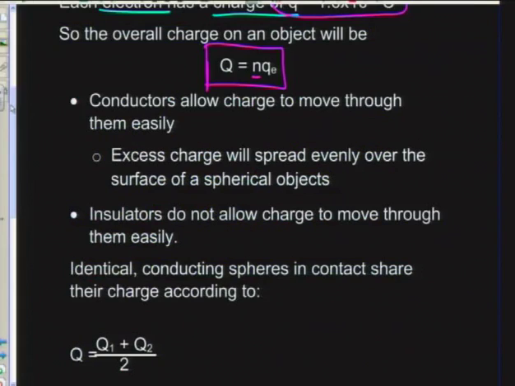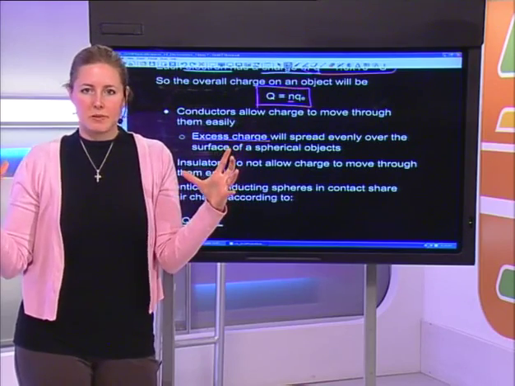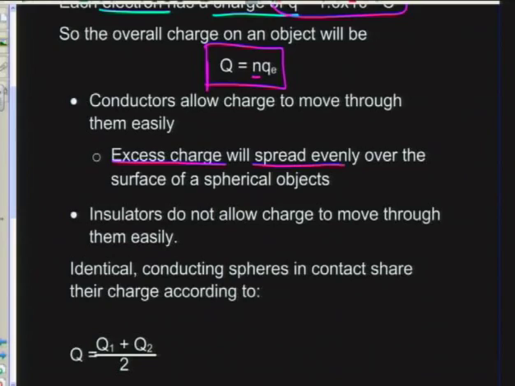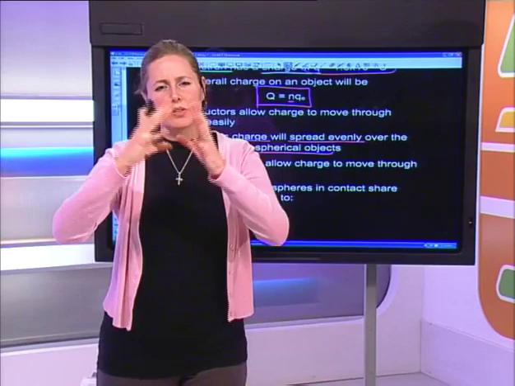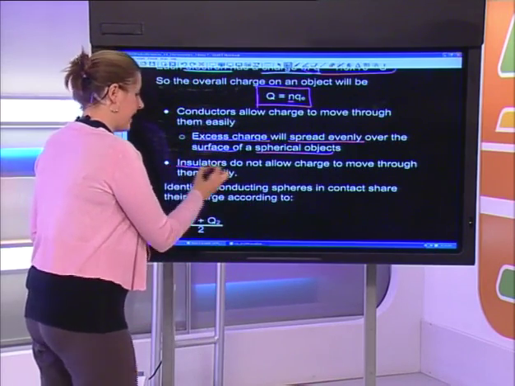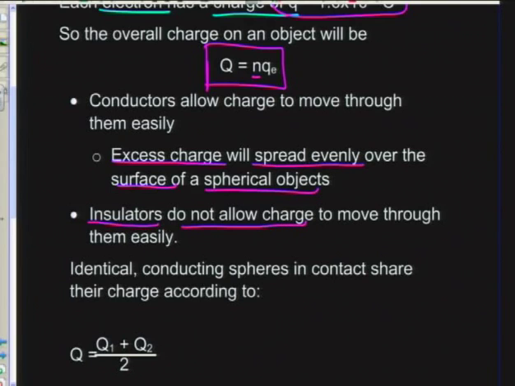Conductors allow charge to move through them easily. So metals are conductors. They allow the flow of charge. Excess charge, this would be as if you've got something that's negative. Those electrons are going to want to be as far away from each other as possible. They are repelling one another. So they will spread evenly over the surface of a spherical object. So if you've got a metal ball, those charges will try and spread as far apart from each other as possible. Insulators, on the other hand, do not allow charge to move through them easily.